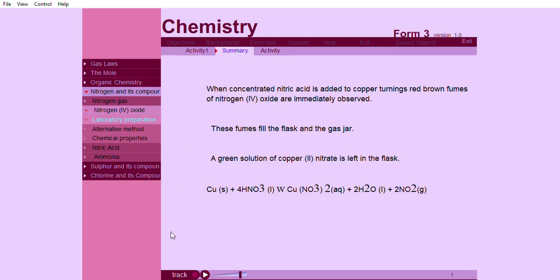When concentrated nitric acid is added to copper turnings, red-brown fumes of nitrogen (IV) oxide are immediately observed. These fumes fill the flask and the gas jar. A green solution of copper (II) nitrate is left in the flask.